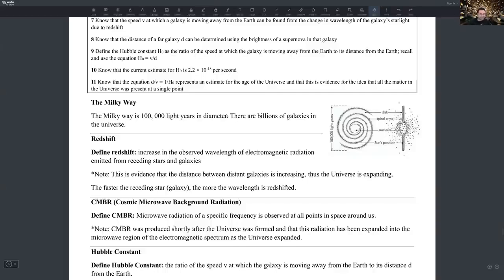الجالكسي بتاعتنا شكلها roughly كده. It's like a spiral spinning thingy. Yeah. And that is called the Milky Way. The Milky Way has a diameter of 100,000 light years. You need to memorize this number. So it has a certain size.